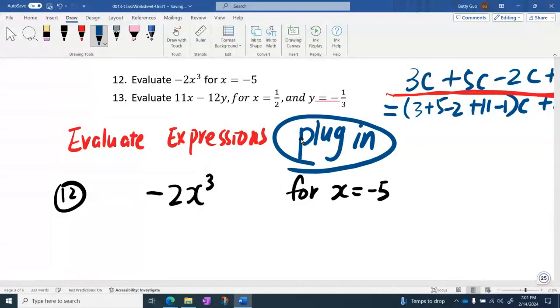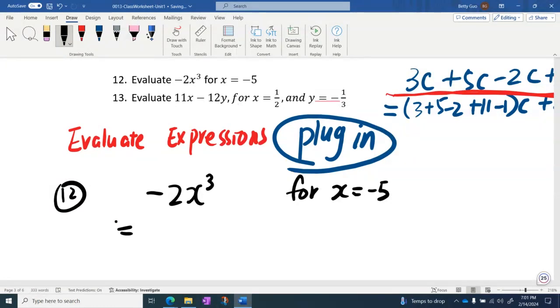We use plugging in to evaluate expressions. We plug in a lot. Plugging in is probably one of the most commonly used techniques in algebra. What does that mean? We want to know the value of the expression.